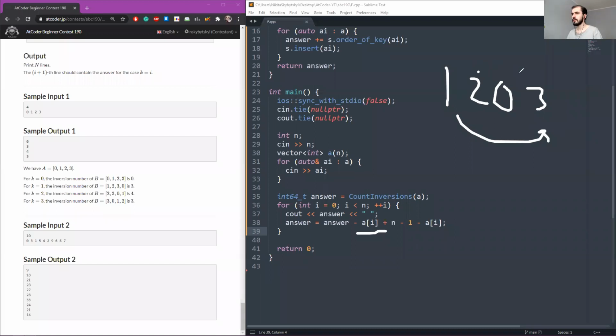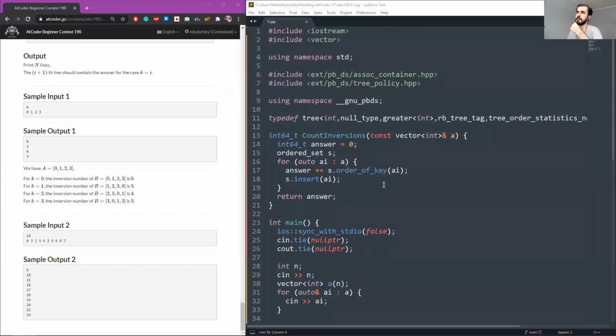At the same time, there are n-1 minus A_i numbers greater. So in this case, it's 2 and 3, which are greater and were after, but now after we do this, they are before. So we add that many inversions. And the problem remains: what is the number of inversions in the starting sequence?